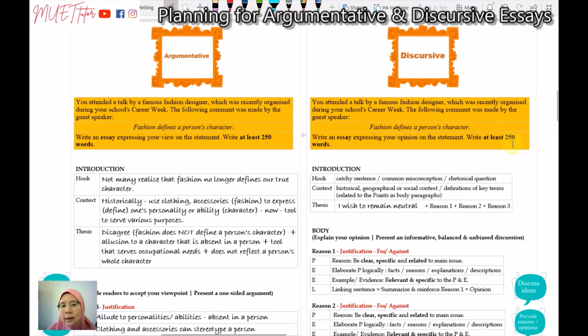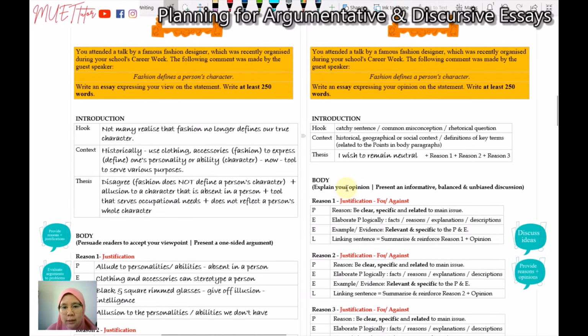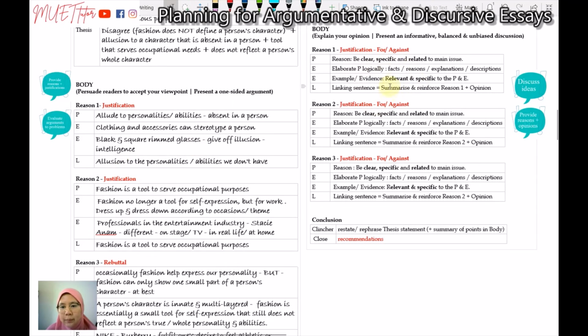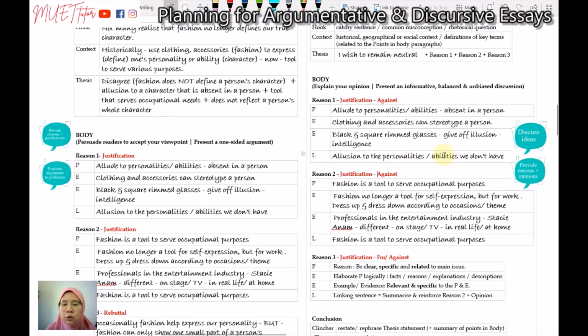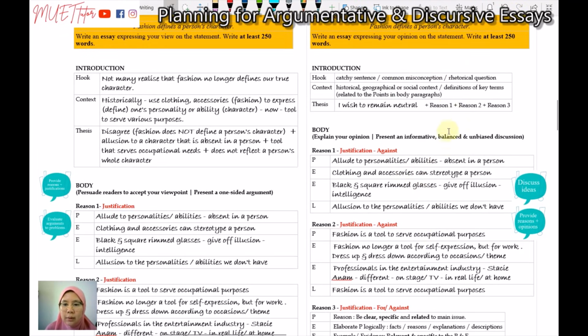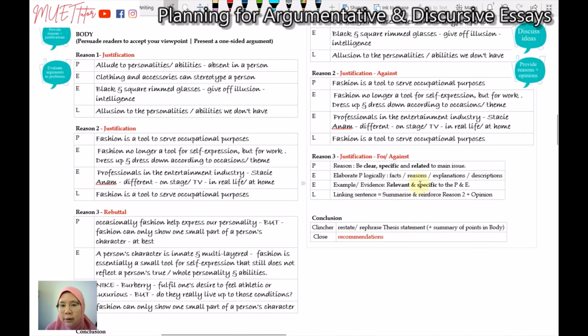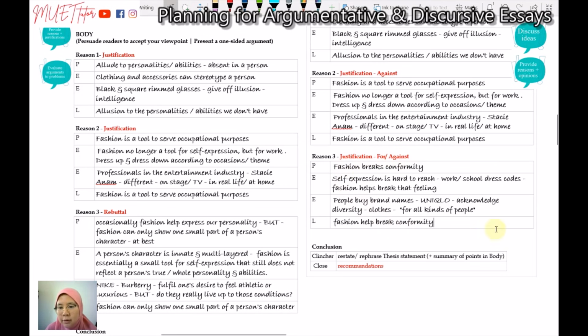Let's say I have decided to be neutral towards the statement, fashion defines a person's character. I can still use the first 2 points in the argumentative framework, these 2, and put them here. Meaning now we have 2 justifications against the statement here. Now we need 1 justification for the statement. For this, I can think of this. So this paragraph supports the statement.